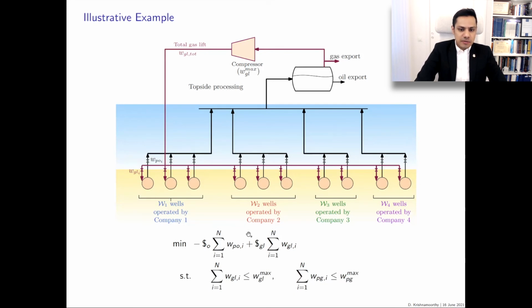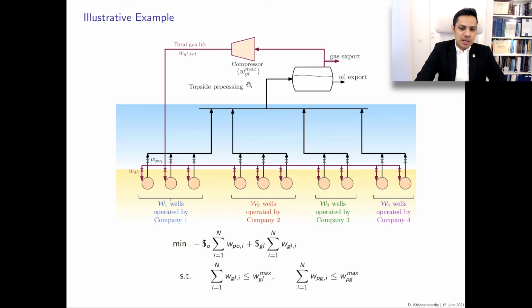So the overall objective is to maximize the revenue from total oil production and minimize the cost of gas compression that is used for gas lift. So in gas lifted wells, gas is compressed in these topside processing facilities and is injected into the wells to reduce the hydrostatic pressure drop in the wells and hence boost production. So the lift gas here is one shared resource that must be optimally allocated among the different subsystems, and we assume that there are limitations on the total available gas that is available for gas lift.